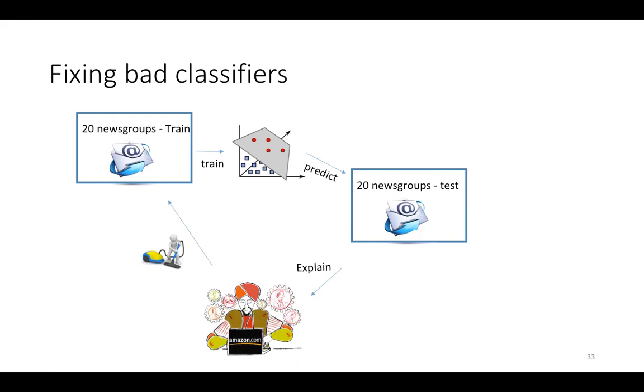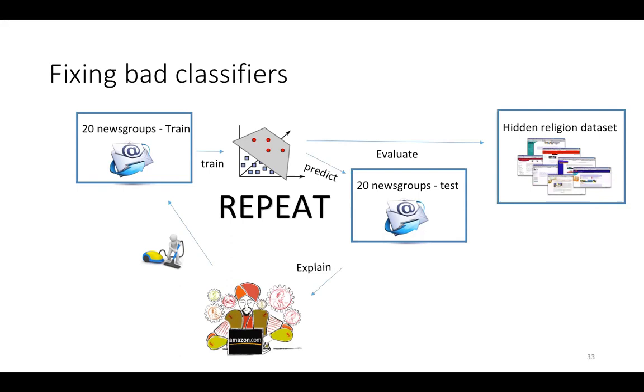The resultant that you obtain from the Turkers is fed back into the model. Now you repeat this process quite a few times, and we will see what happens when you repeat it and how it becomes advantageous. Once you have done this for a few repetitions, you evaluate on a completely unseen set. This is a hidden religion data set. The Turkers do not have absolutely any idea about this data set. It is completely hidden from them.